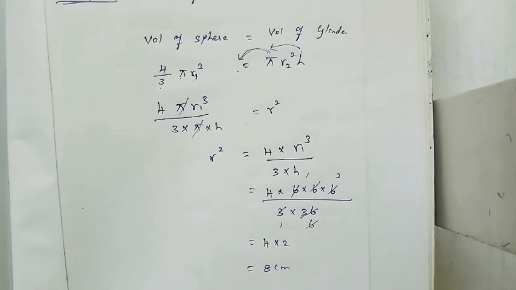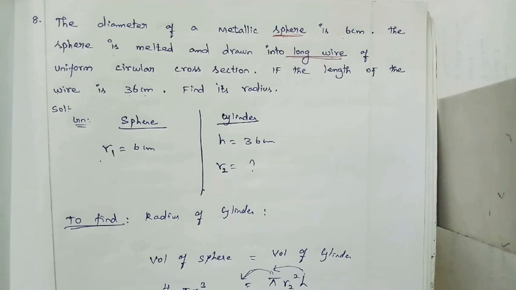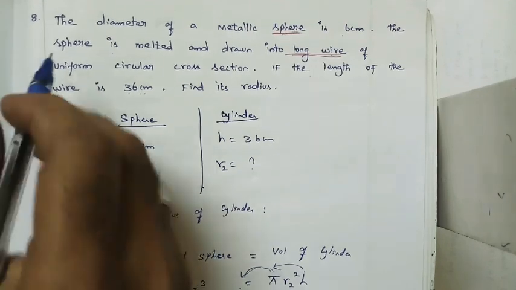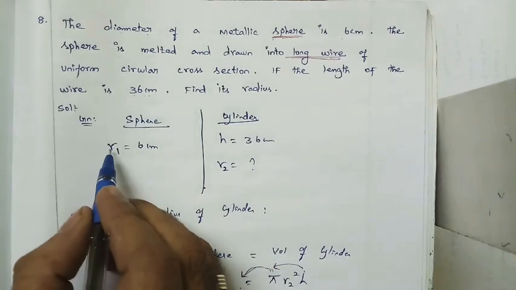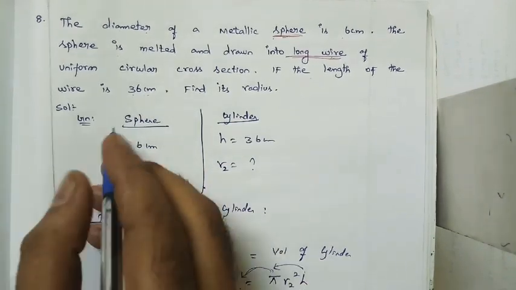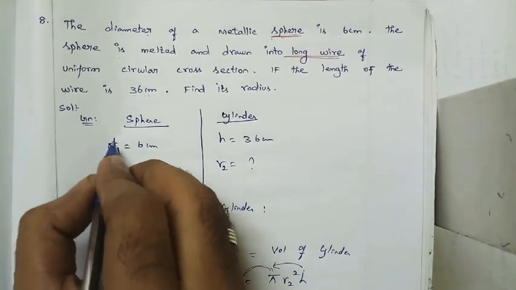Therefore, sorry, I did a very big mistake. What is the very big mistake, ma? See, that is the thing. The diameter of a metallic sphere is 6 centimeter. I have written it as radius. Sorry for the inconvenience. Just we will change it. It's not a problem. So diameter is 6 centimeter.